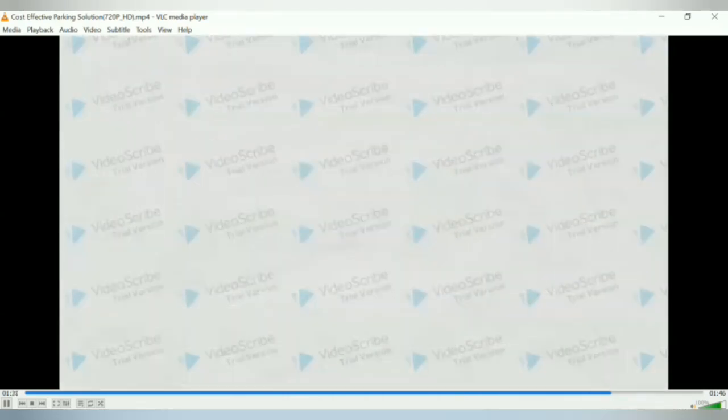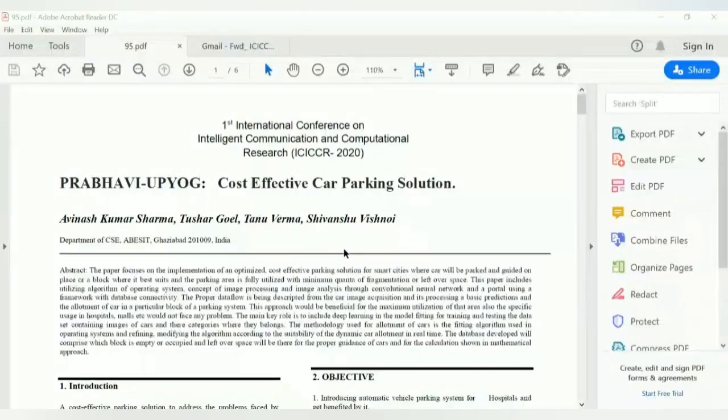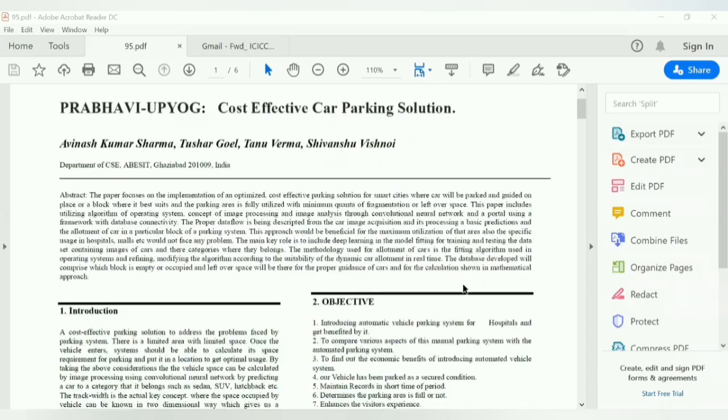This is the sample layout. Now, our research paper is named Prabhavi Upyog Cost-Effective Car Parking Solution. The paper focuses on the implementation of an optimized cost-effective car parking solution for smart cities where a car will be parked and guided to a place or block where it is best suited, and the parking area is fully optimized with the minimum fragmentation or leftover space.